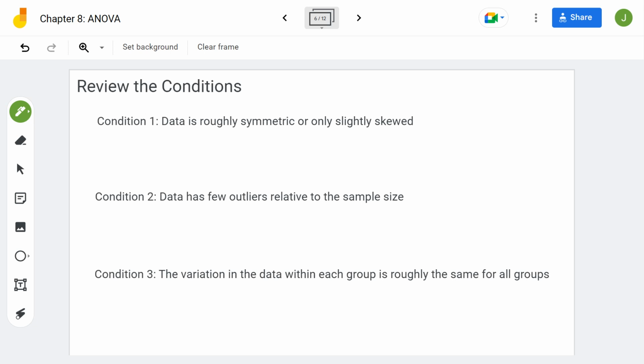We're not going to go through that here. And then condition 3 is the variation in the data within each group is roughly the same for all groups. And an easy way to look at this is to compare the interquartile range, the width of the box in the box plot. As long as the largest width of the box plot is not 2 times or more larger than the smallest box plot, we're okay with condition 3. So you can compare the IQRs to make sure there's not a box plot that's more than 2 times the IQR of the smallest one.